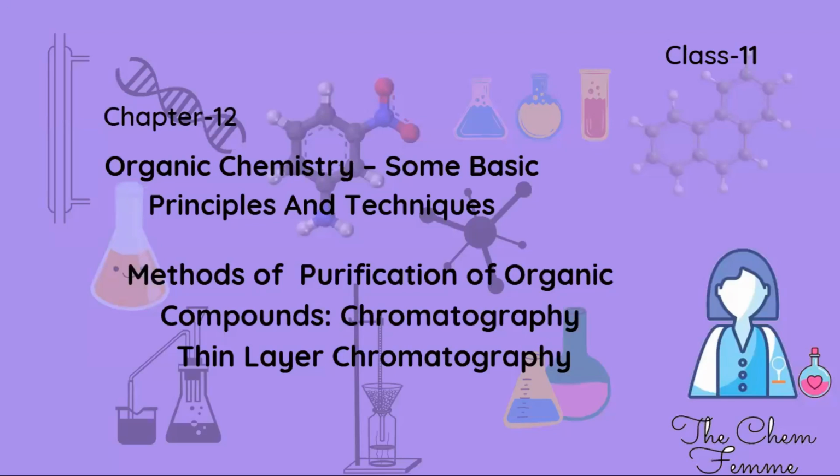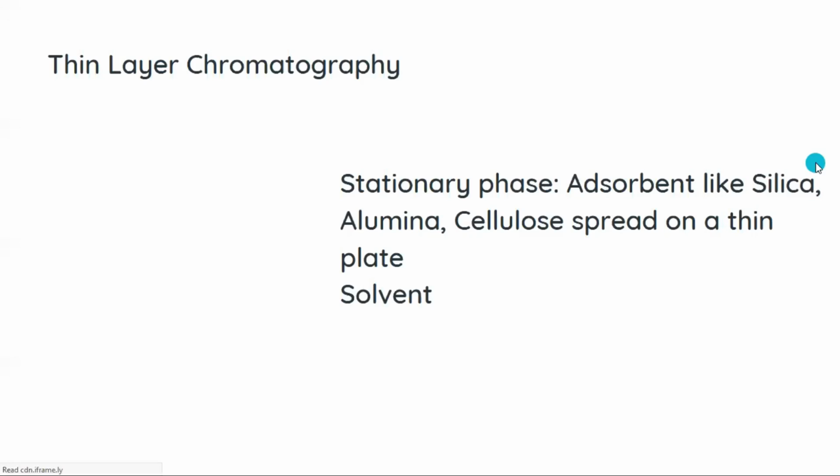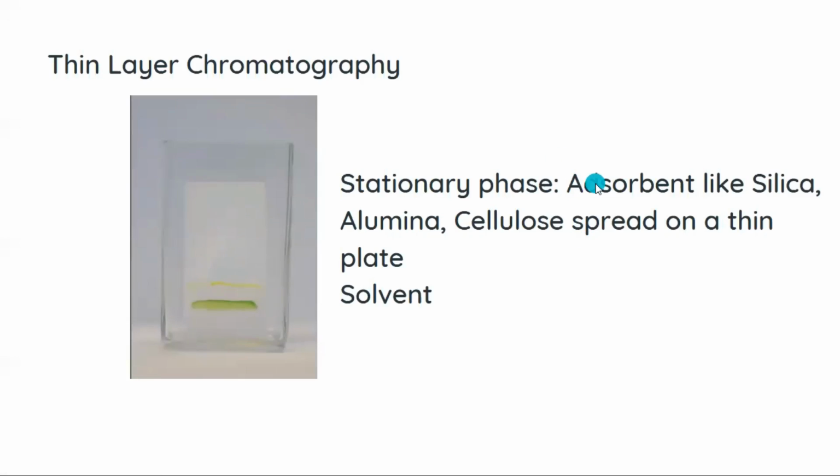We're continuing with the next type of adsorption chromatography, thin layer chromatography. In thin layer chromatography, the stationary phase is going to be adsorbents like silica, alumina, cellulose. But the difference between this thin layer and column is the fact that in this case, the stationary phase is spread on a thin plate. That can be of any size, but the thickness of the stationary phase is approximately 0.2 centimeters, and a solvent which is applicable to the particular mixture is used.